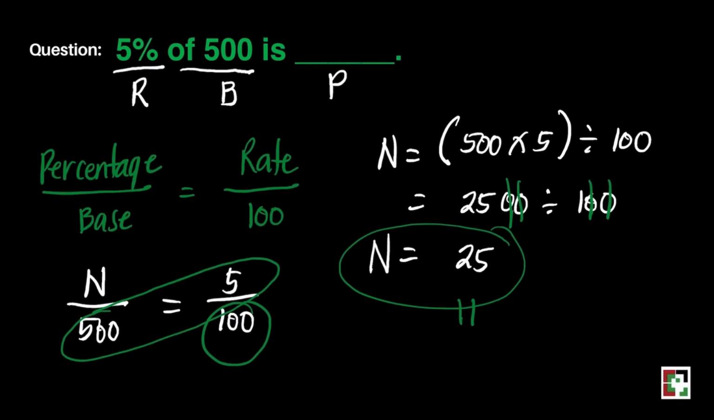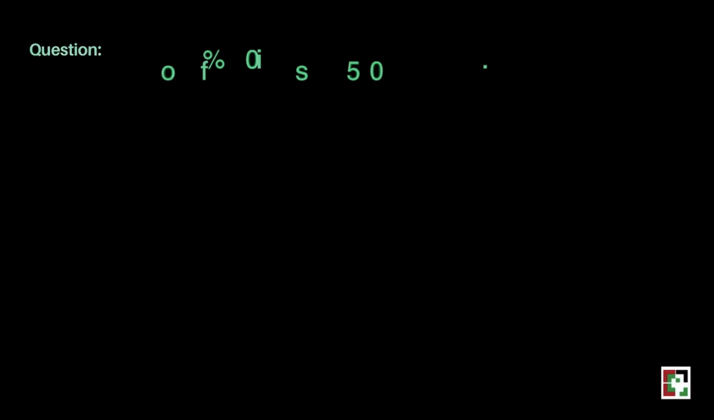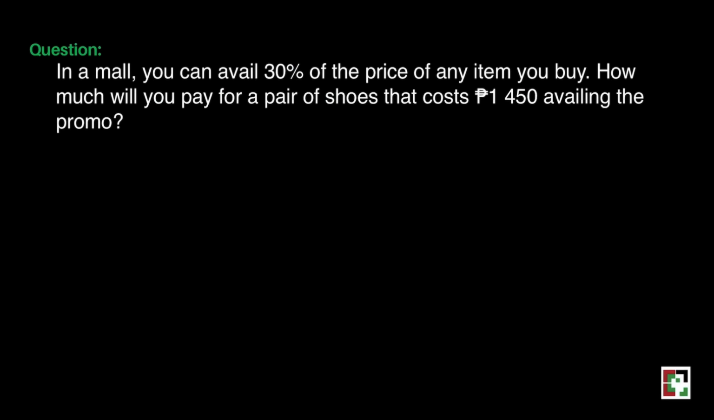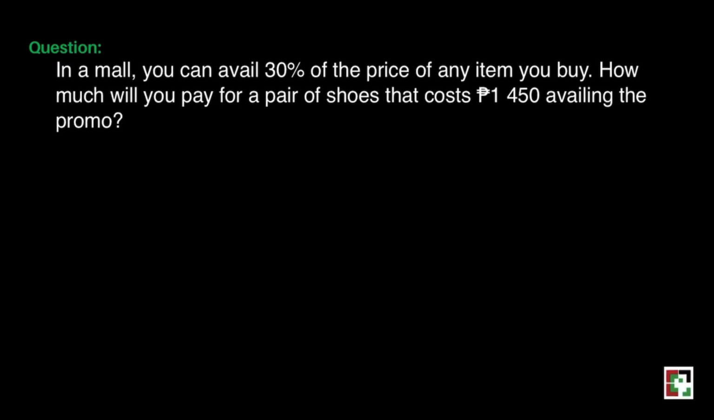Now let's have problem solving that involves percentage. Let's have the question here. In a mall, you can avail 30% off the price of any item you buy. How much will you pay for a pair of shoes that cost 1,450 pesos availing the promo? Let us take note that we are looking for the amount that you have to pay for the shoes after availing the 30% off. Okay? Let's take note of that.